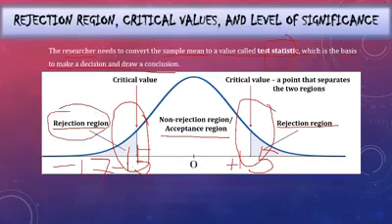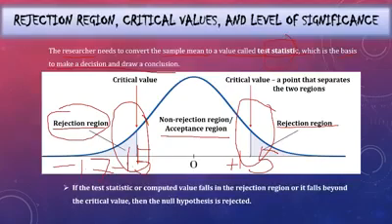So what does that mean? If the test statistic or computed value falls in the rejection region, or it falls beyond our critical value, then the null hypothesis is rejected.